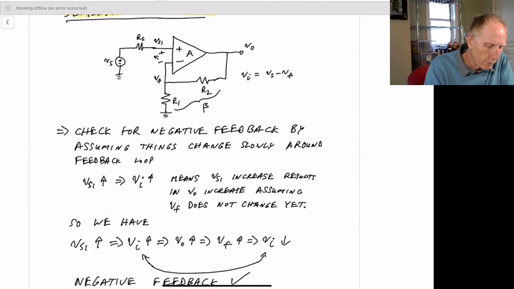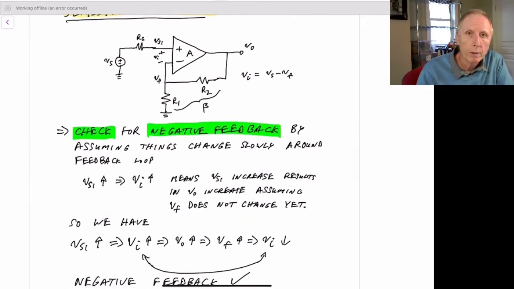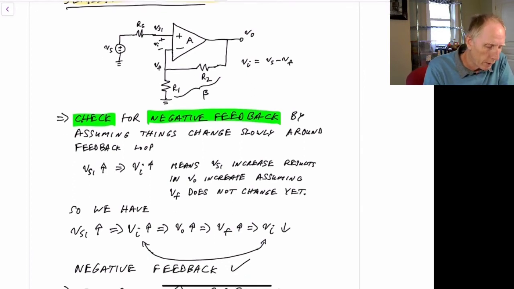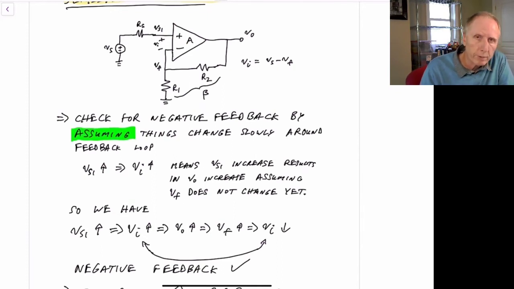Now, it's always useful to check that we have negative feedback around our loop to make sure that we haven't, for some reason, got positive feedback. If we switched these two connections over here, we'd have positive feedback rather than negative feedback, and then our system would not be stable. So we would like to check that it's actually negative feedback. And one way we can do that is we can just assume, just for the sake of finding whether it's negative feedback or not, that things change very slowly around our feedback loop.